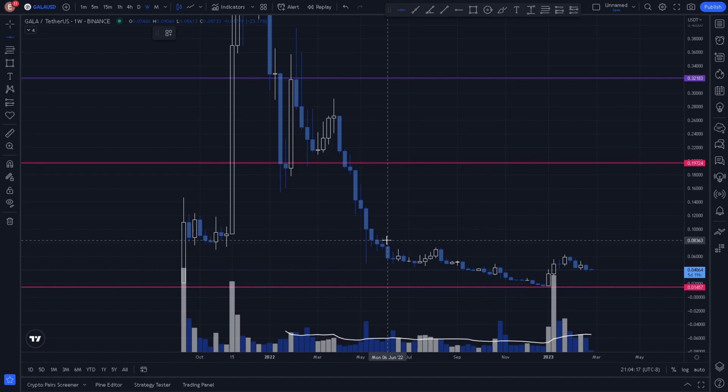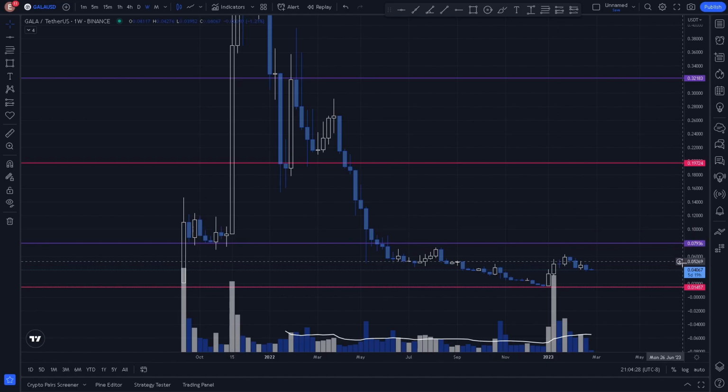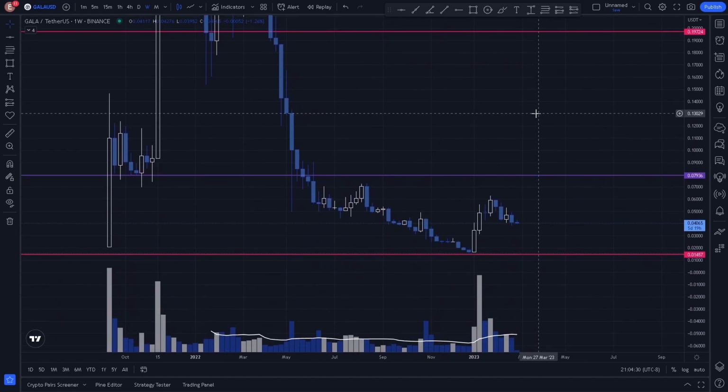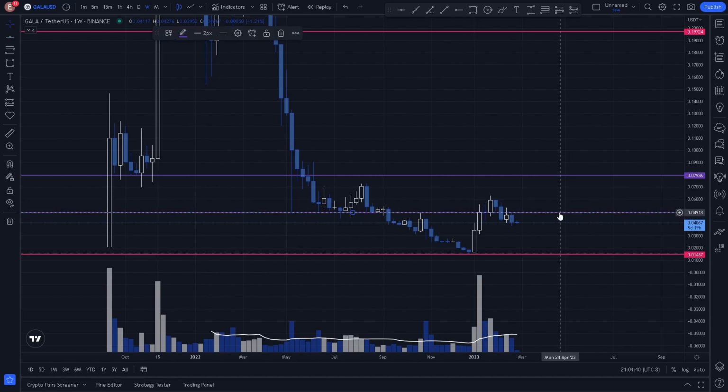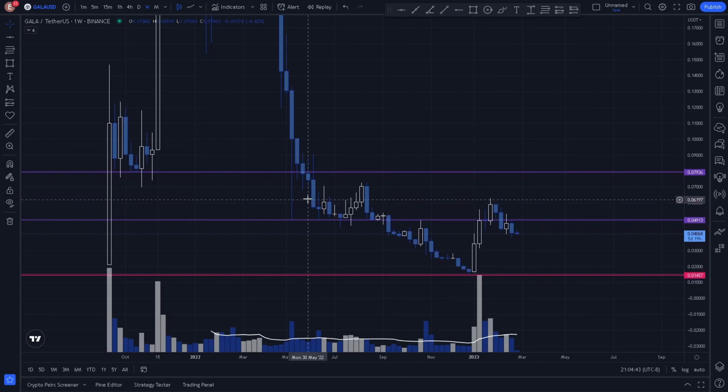Now we can notice here a key level of support with multiple reactions. Now if we look here, we see price reacted to the same key level. And just below it, we see a reaction here too. But we're going to go ahead and plot a key level right here. As we can see, price came down, multiple reactions acting as support.